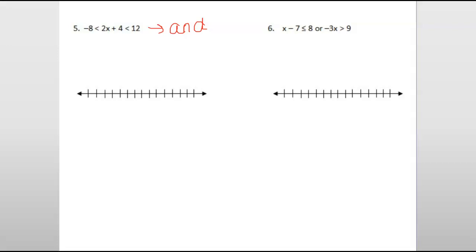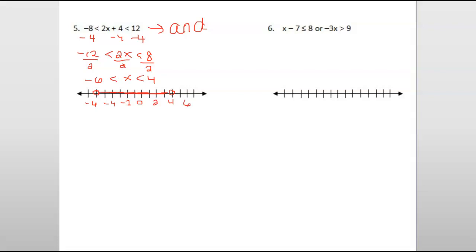When you have a problem like number 5, whatever I do to the middle to get rid of it, I have to do to both outside terms. So in this case, we're going to first get rid of that 4. So I'm going to subtract 4 from the middle, the right, and the left. So I get negative 12 less than 2x less than 8. Divide everything by 2. And you get negative 6 less than x less than 4. So what that means is that x lives between negative 6 and 4. Open circles, shade between.